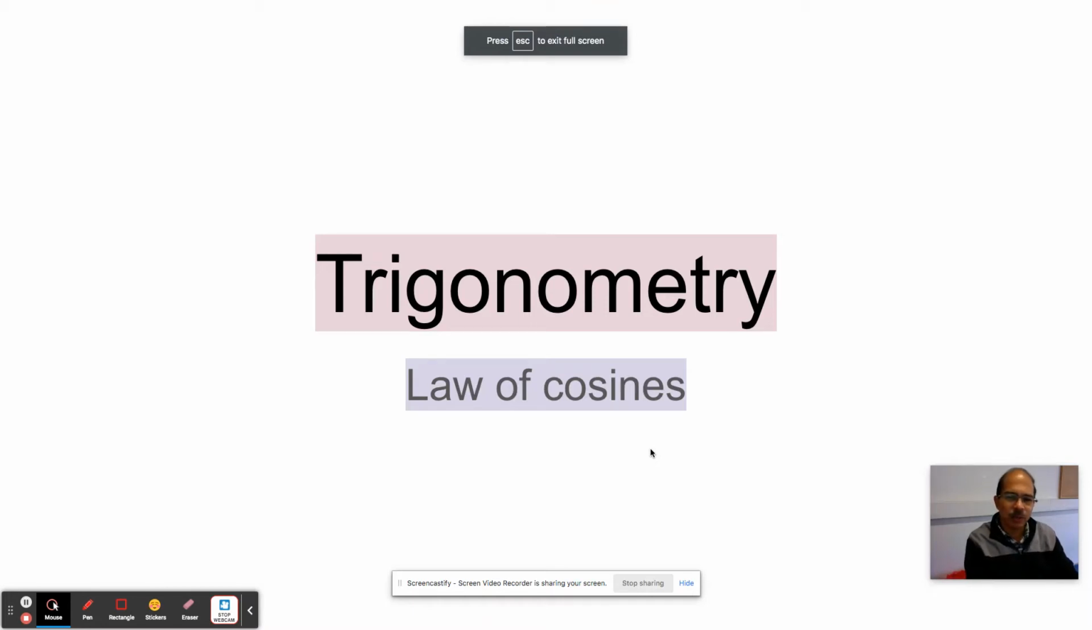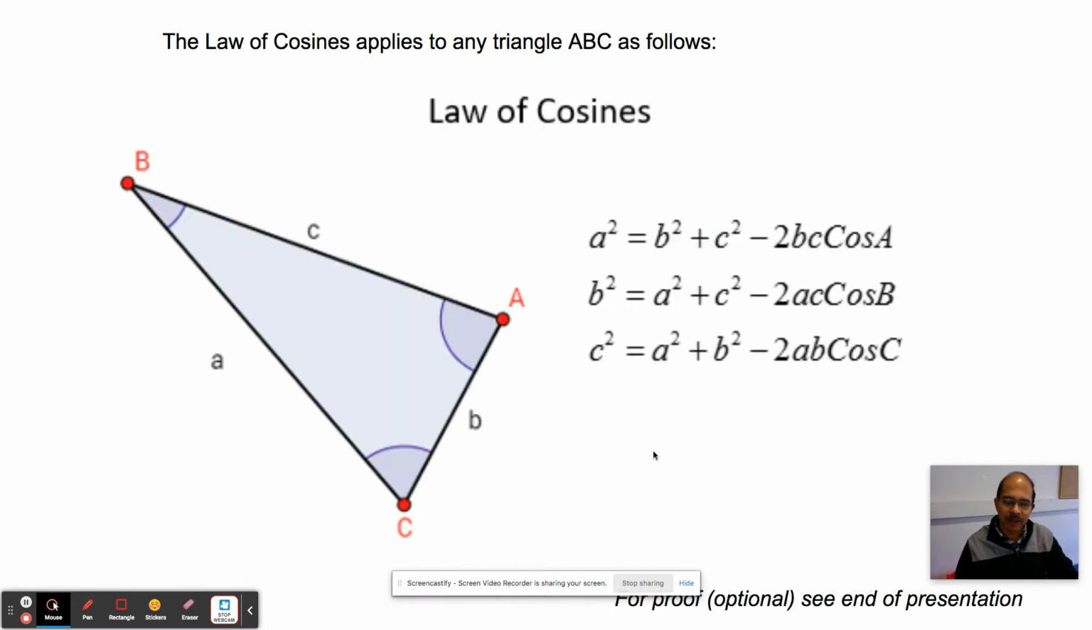In this presentation, we're going to look at the law of cosines, which is another useful tool to find sides and angles of non-right angle triangles when you're given some information. The law of cosines has three formulae, which are in terms of A, B, and C, as you see written here. You just have to remember the pattern that you see in these three formulae.